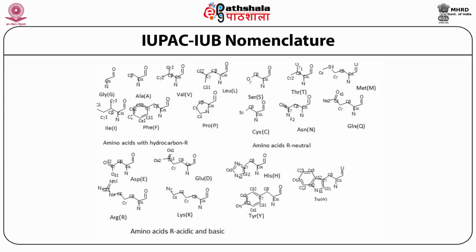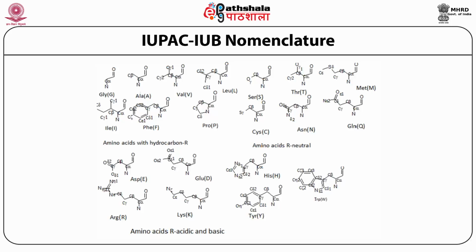We show IUPAC nomenclature for all 20 amino acids. Selenocysteine is not shown here, and you can see the difference. Like for example, in serine, it is C alpha, C beta and S gamma. Threonine, it is C alpha, next C beta, next C gamma, then O delta 1 and N delta 2.